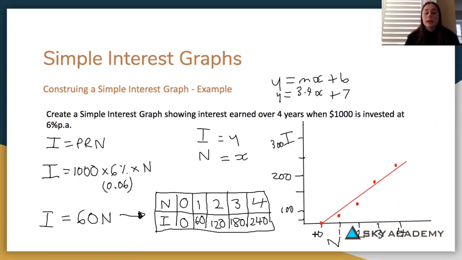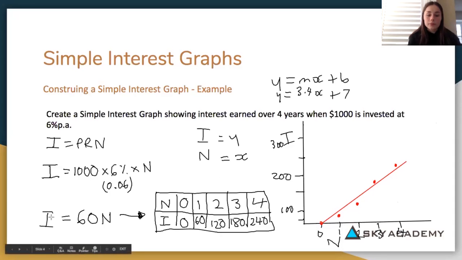First, you get a table of values by finding an equation. Then you draw your number plane, put your points on your number plane and connect them with a straight line. And just remember when you're creating your equation to leave I and N as I and N and sub for the other two values of P and R.